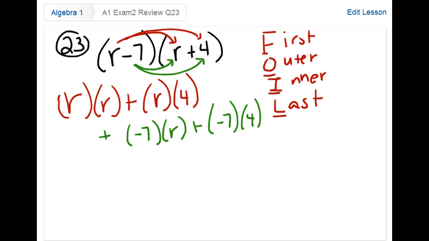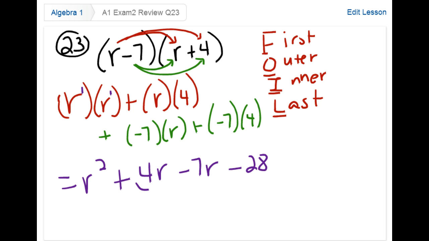And now we just have to simplify. So r times r, you add exponents, so that's r squared. R times 4 is 4r. Negative 7 times r is minus 7r. Negative 7 times 4 is minus 28. Now we have two like terms that we can collect. So that equals r squared plus 4 minus 7 is minus 3r minus 28.